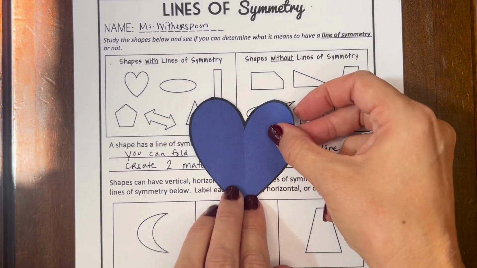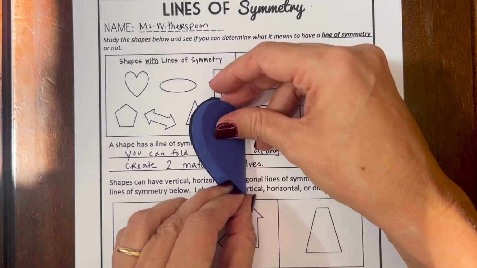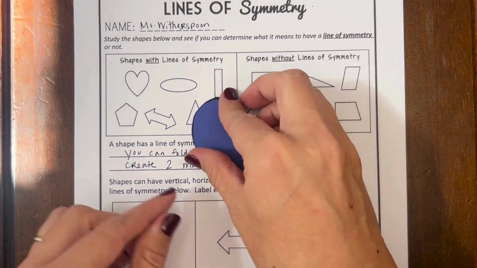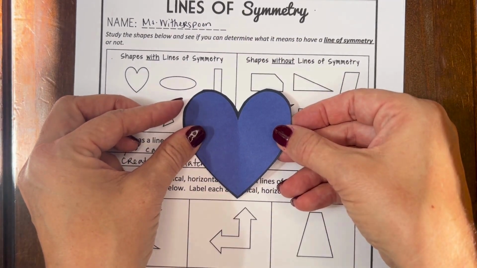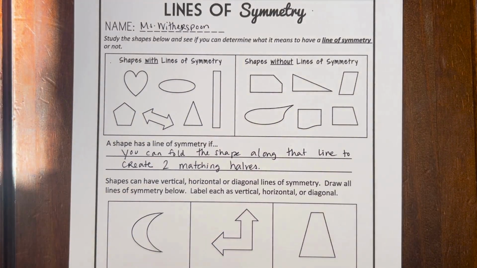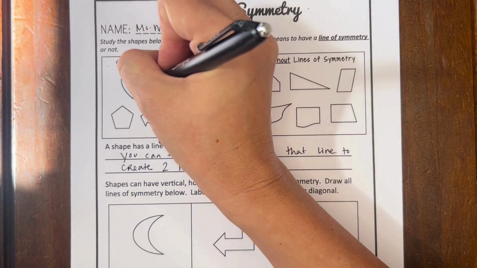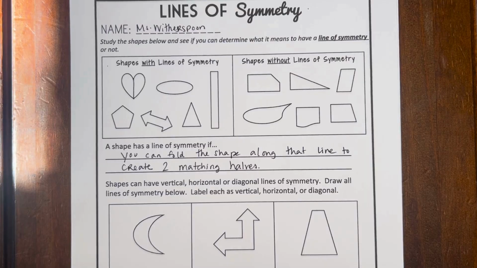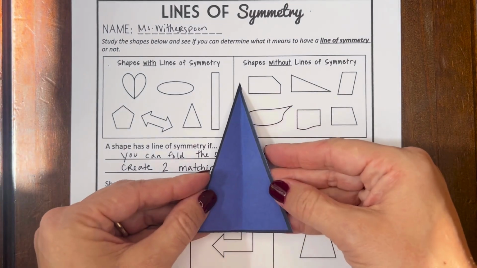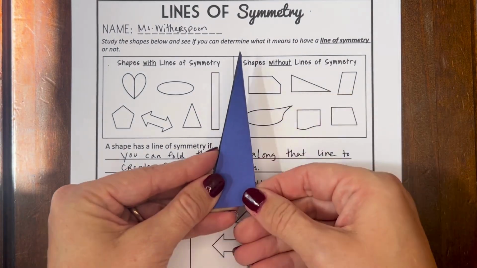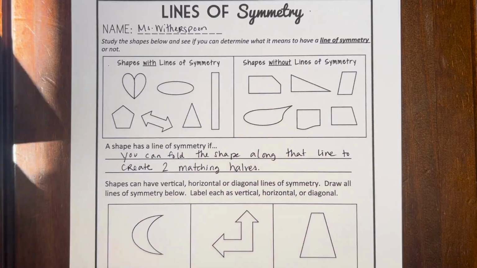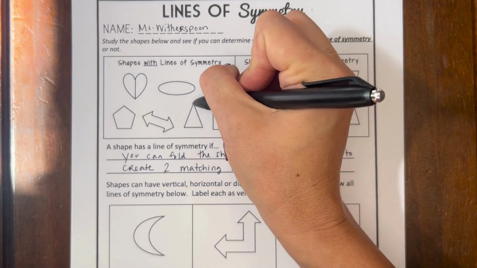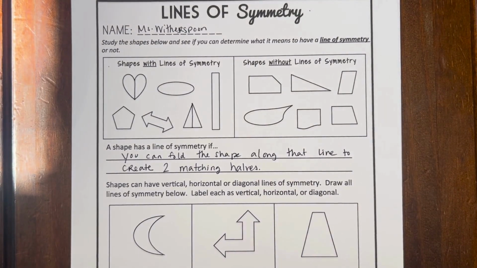Here's my heart. It has a line of symmetry because we can fold it down the middle to create two matching halves. The line of symmetry of my heart goes like this. The same thing is true with my isosceles triangle. If I fold it down the middle, it creates two matching halves. It also has a line of symmetry like that.